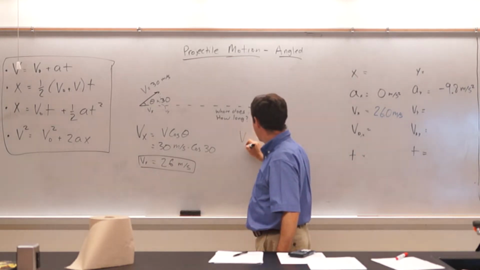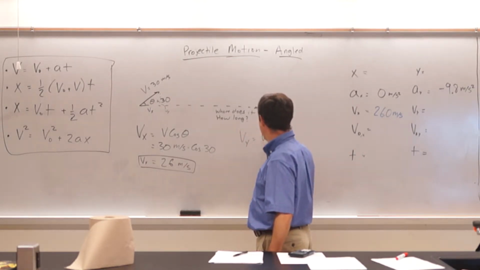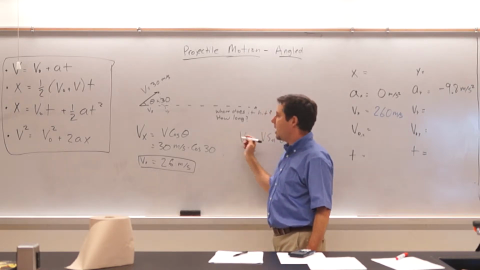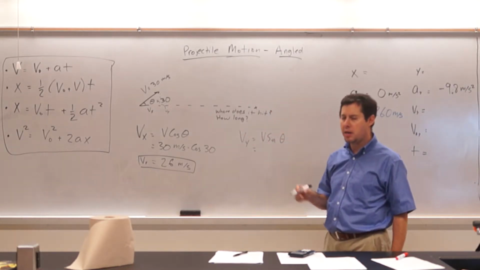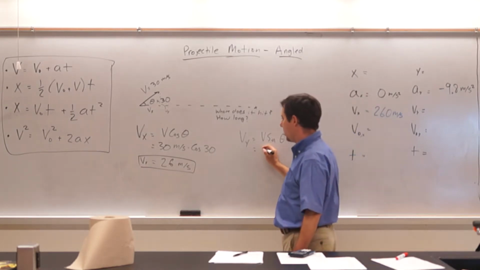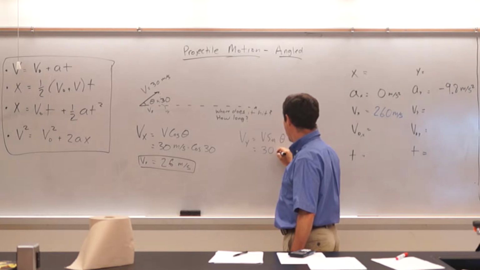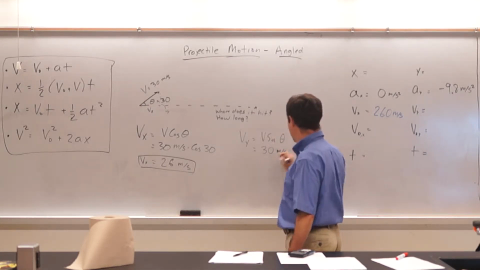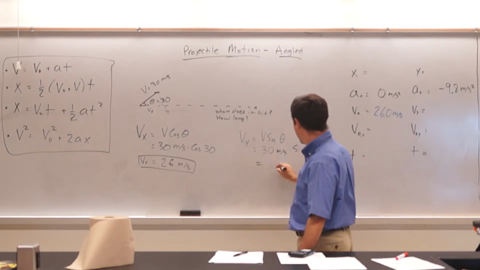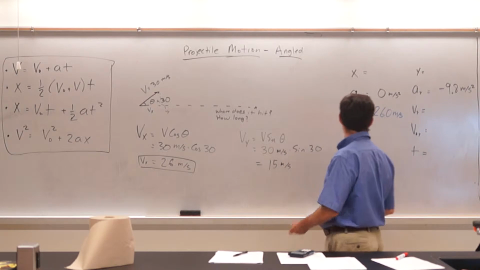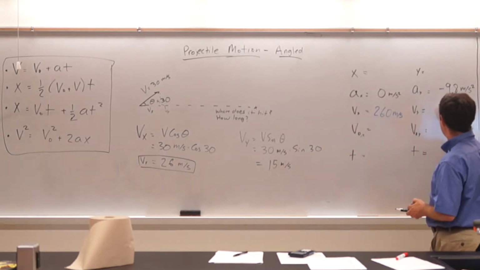V sub y is just going to be v sine of the angle. And if it's not clear to you why it's sine and cosine, take a few minutes, sketch it out, and I think you'll understand why pretty quickly. 30 meters per second times the sine of 30 ends up getting 15 meters per second. So 15 meters per second.